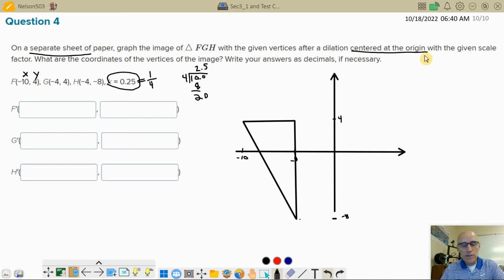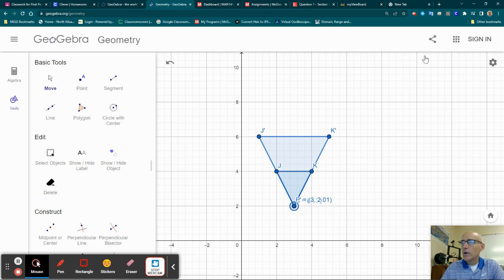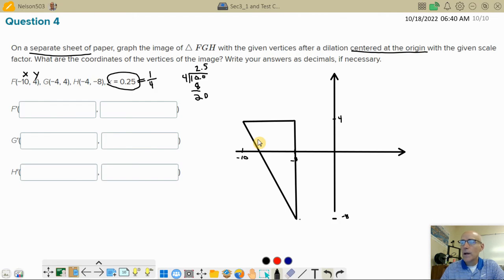If it's not the origin, then you got to figure out where your center of dilation is and figure out, like, to get to this point, I went back 1 and I went up 2. So then to get to the corresponding point, I'm going to go back twice as much and up twice as much. So it's more complicated when the center of dilation is not the origin.